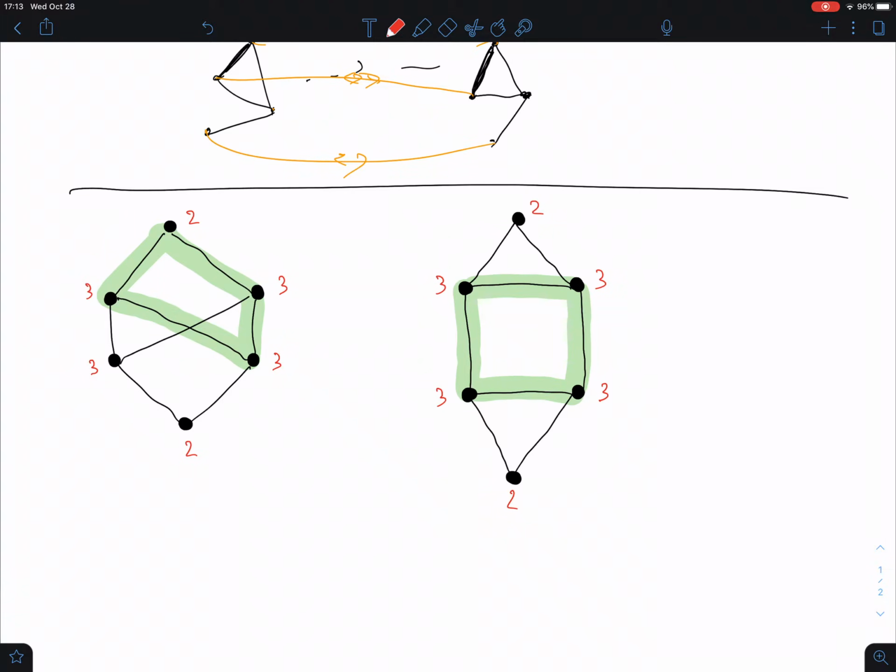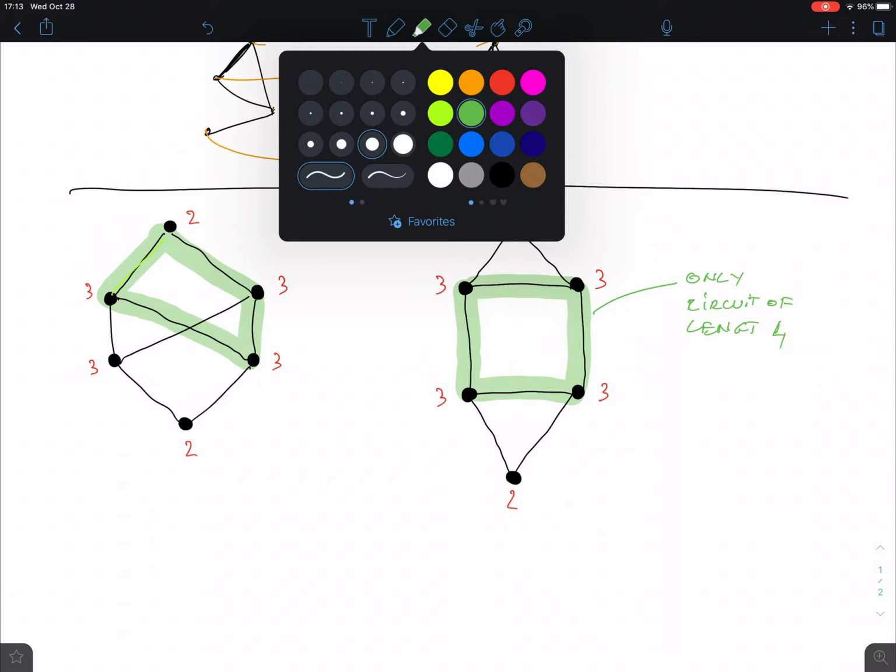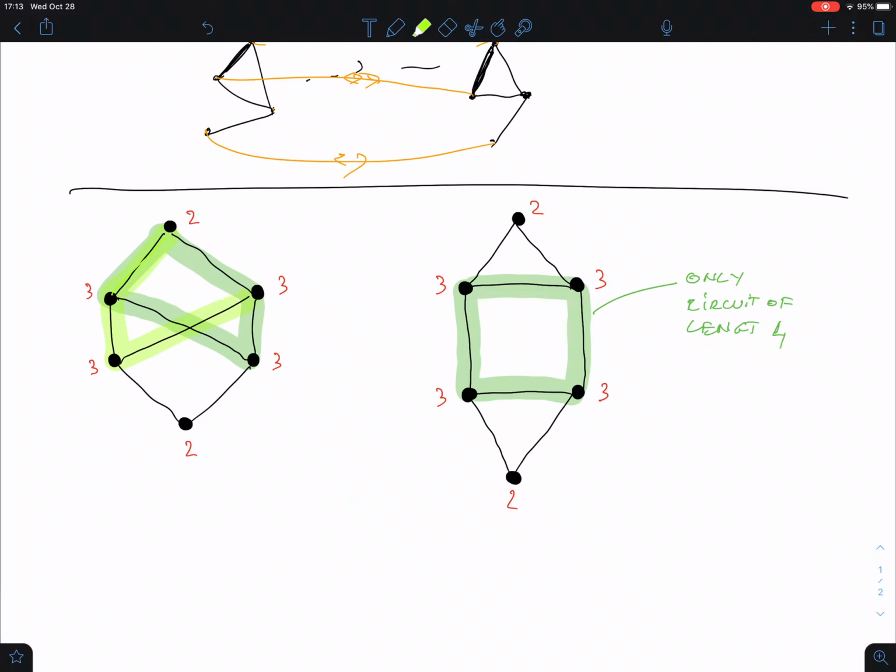So let me point this out here. I'll write it here. Only circuit of length 4. And so here I'll do a second one, I'll do it in light green. So this would be, oh no, sorry, I have to use light green here. That would be this one. So this already tells me different, so at least 2. There are more, I think there are 4. At least 2 circuits of length 4.